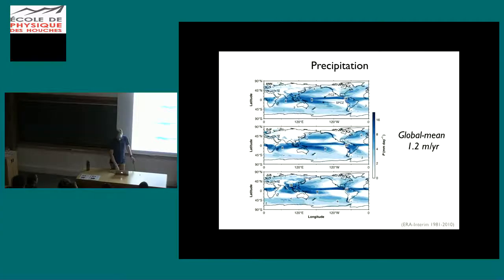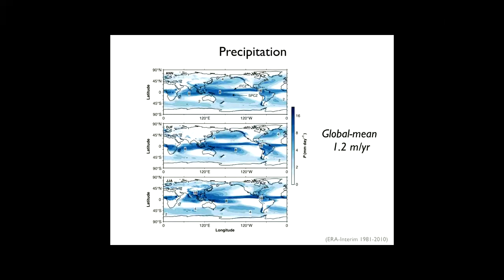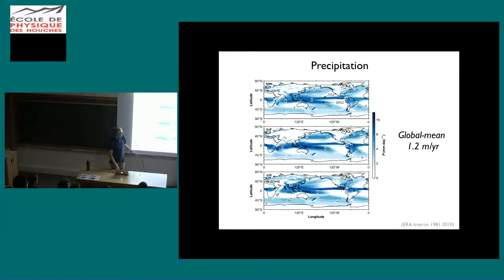Okay, let me skip. This is just, again, stills of what we had before, but the number I want you to remember: global mean precipitation is about a meter per year. So even after you forget everything about climate, remember it rains about, on average, a meter per year on the globe. 1.2 meters, to be a bit more precise.